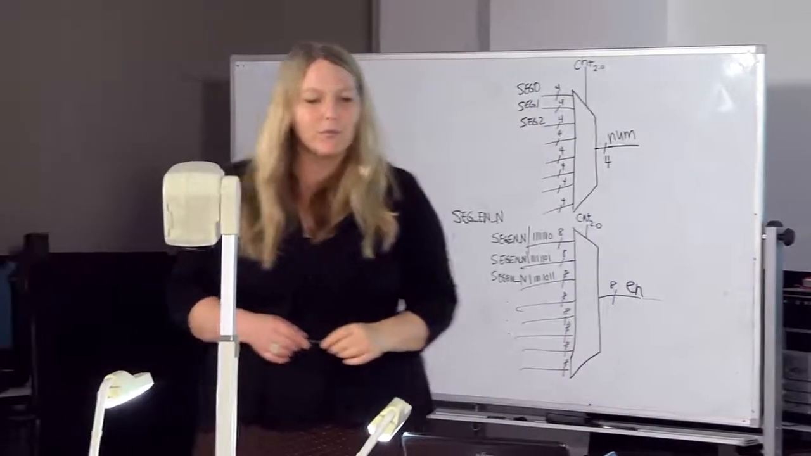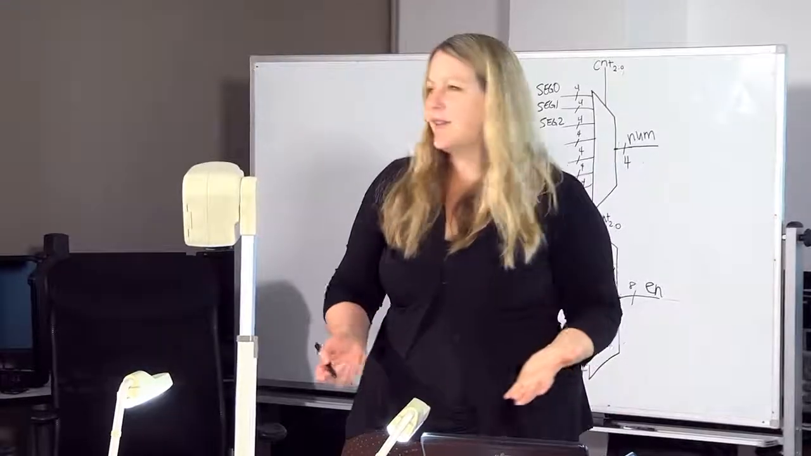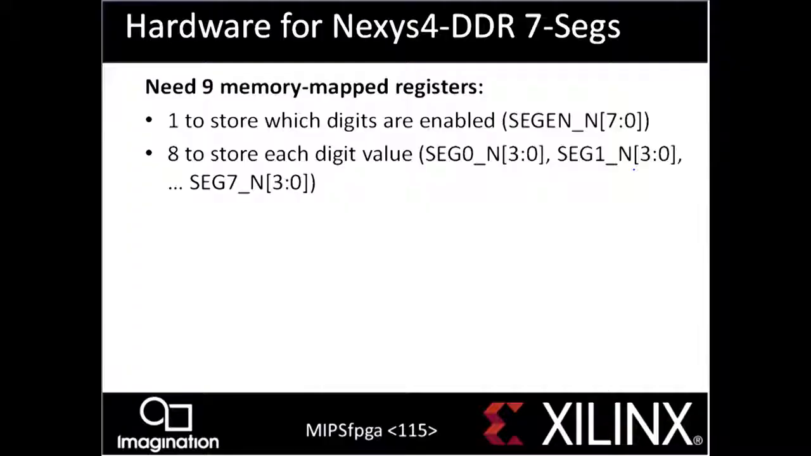So then the question is, well, how do I build hardware for that? Well, the first thing we're going to need to do is be able to store the value of the enables. So which ones do you want to have on? We can store that in a register called seg enable. Again, that _n means it's low asserted.